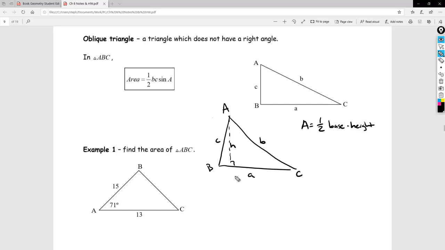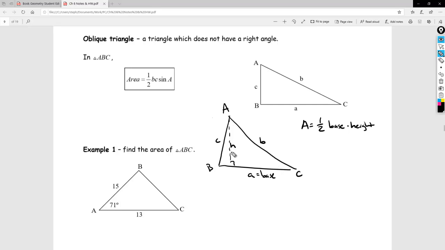In this case, base is a. It doesn't really matter. You could name this however you wanted. That's what makes this the proof. But in this case, my base is a. My height is obviously this value right here, but I don't know what that height is. So I want to be able to represent h using b, c, and a. Now, luckily, there's a way that we can do that.